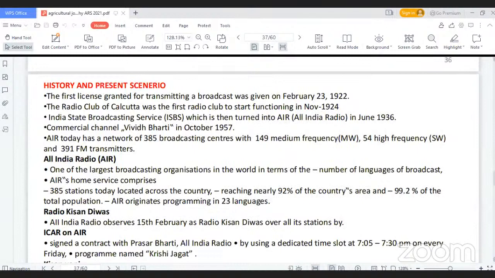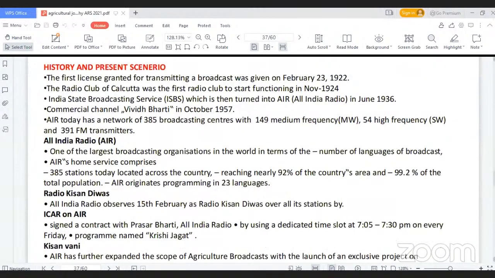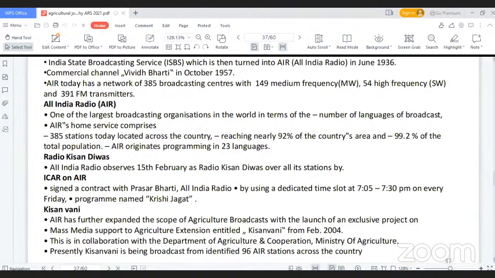So now we will move to radio. Previously we discussed all print media and news writing in print media. Now we can go for radio. The first license was in 1927; the first radio club began in Kolkata, then generally in Mumbai. And try to remember that in 1936 All India Radio was formed, and the commercial channel Vividh Bharati in 1957. Just remember that All India Radio began in 1936. And Radio Kisan Divas is observed on 15th February every year.